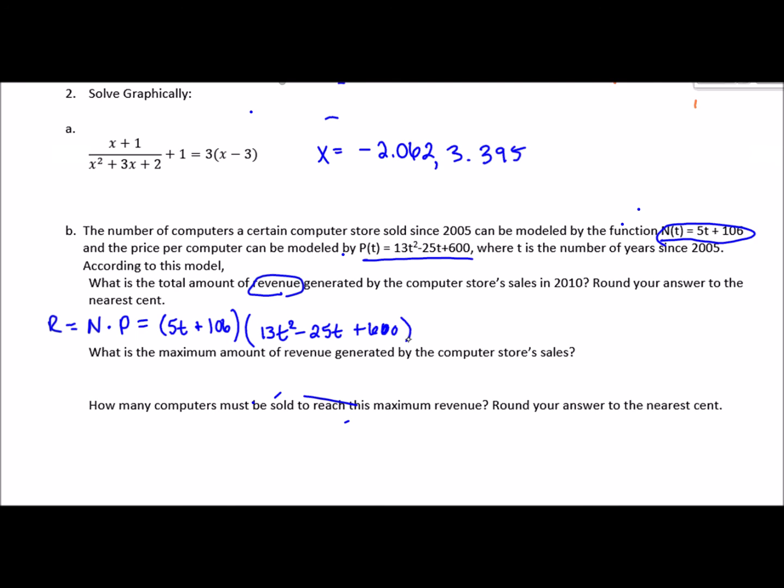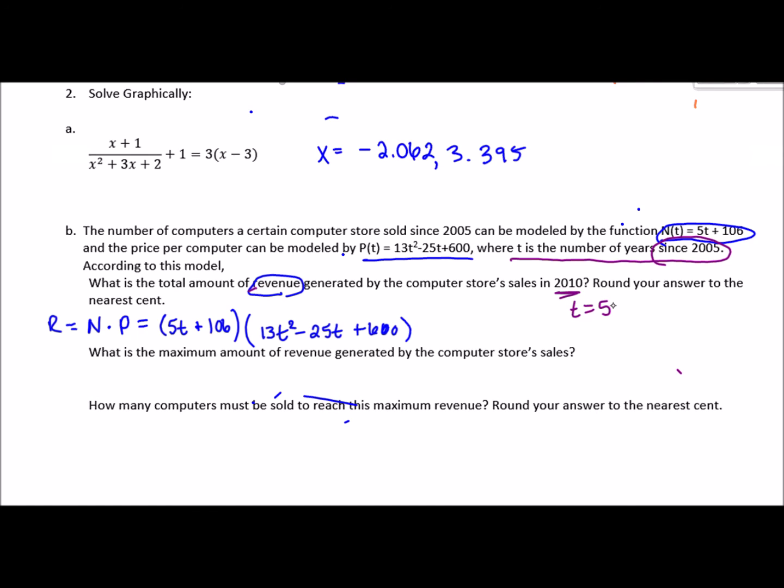Okay, so that produces a function. Now the first question simply says, what revenue, total amount of revenue generated in 2010. Now if you read the problem thoroughly, you'll see that right here it says that T is the number of years since 2005. Well, how many years have passed by 2010? 5. So my T is 5.